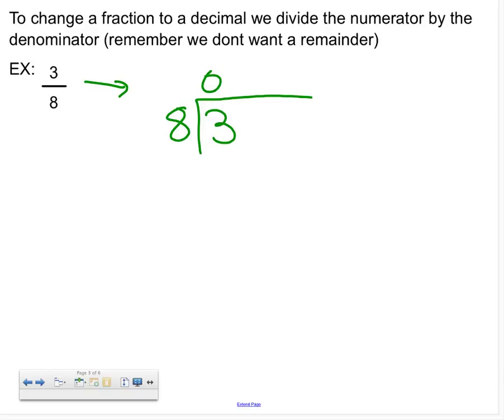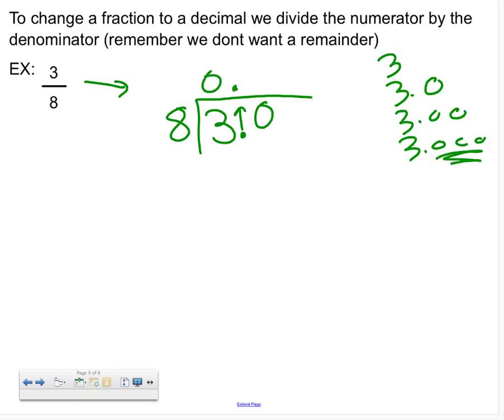Because we come across this problem. But if we really want to continue further, all we have to do is put our decimal, bring it up, put our decimal there, and then tack on a 0. Because remember, 3 is the same as 3.0, is the same as 3.00, is the same as 3.000. So it doesn't matter how many zeros I put behind the number, it's not going to change as long as the zeros are behind the decimal. So that's why I can keep putting zeros there and not change the number, but I can still continue the problem, because now I can do 8 into 30. Now I have some stuff I can progress on.